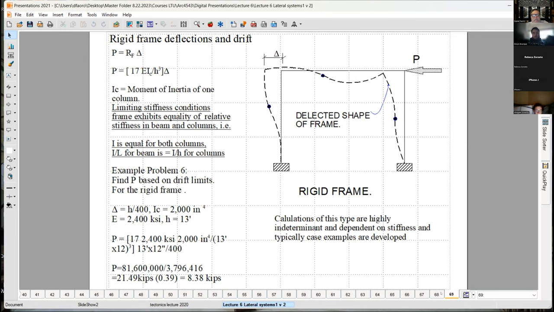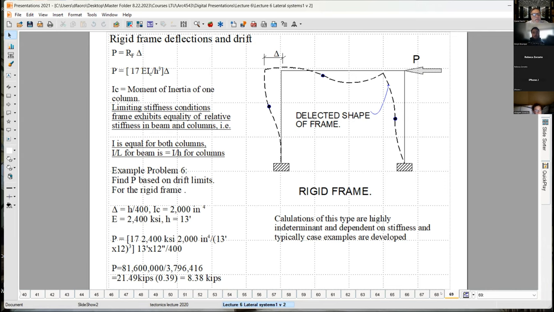In this case, it would be measured and understood this way. The moment of inertia divided by the length of the beam is roughly the same as a ratio value to the moment of inertia of the column divided by the height of the column. That means there are not really stiff beams and weak columns, or really stiff columns and weak beams. They're about of equal stiffness. This formula can apply when this sort of relative condition of stiffness is present.